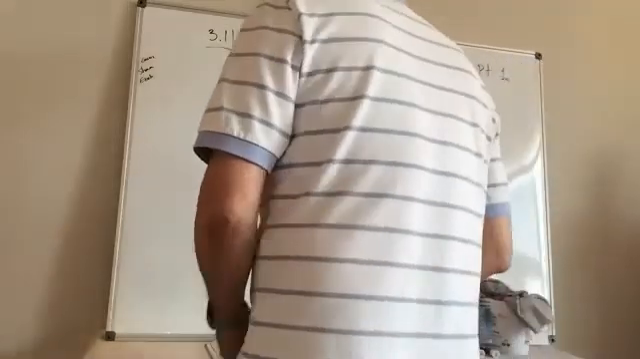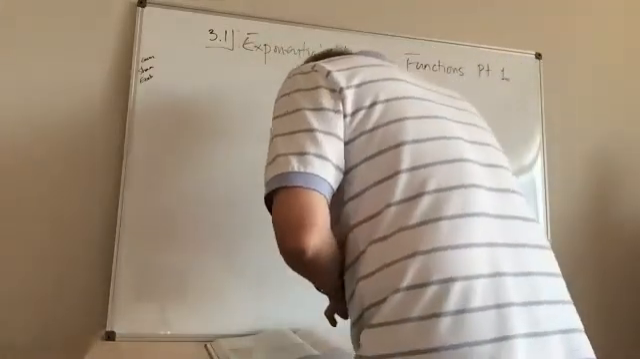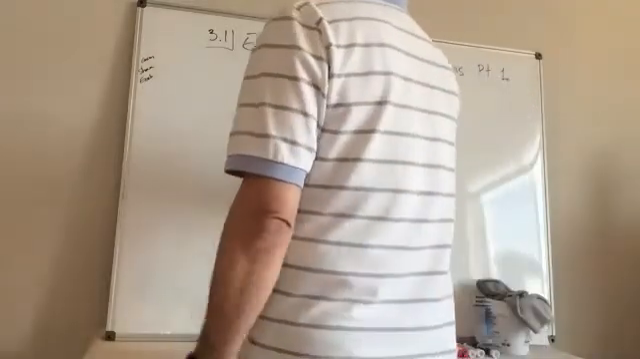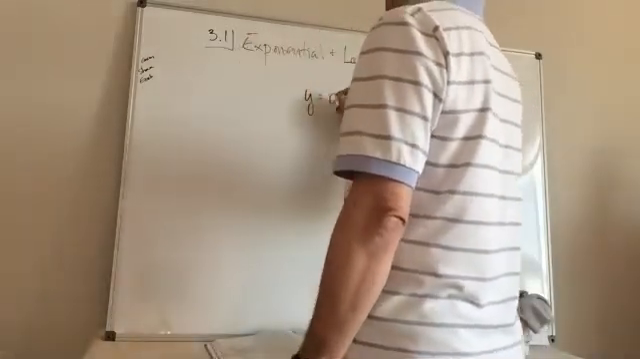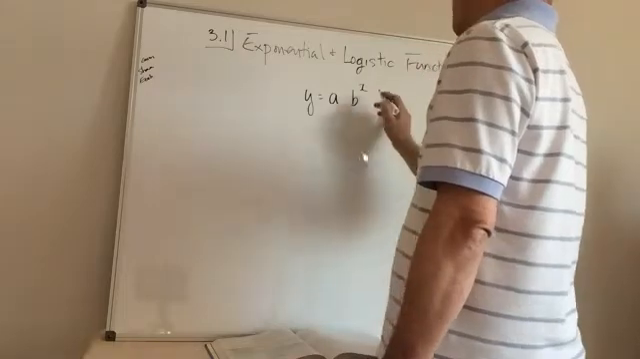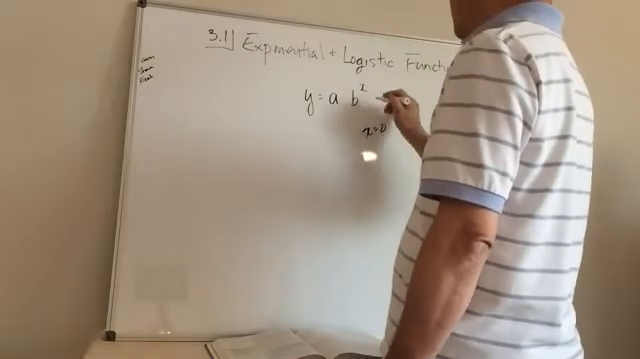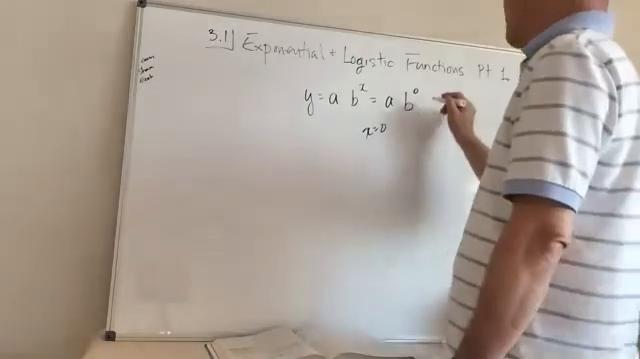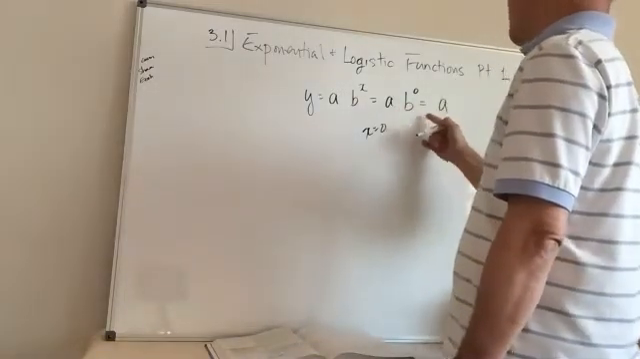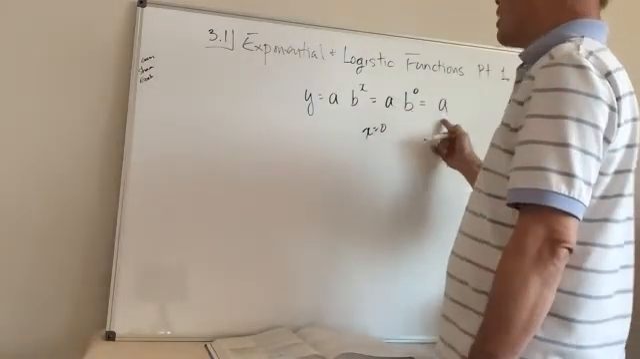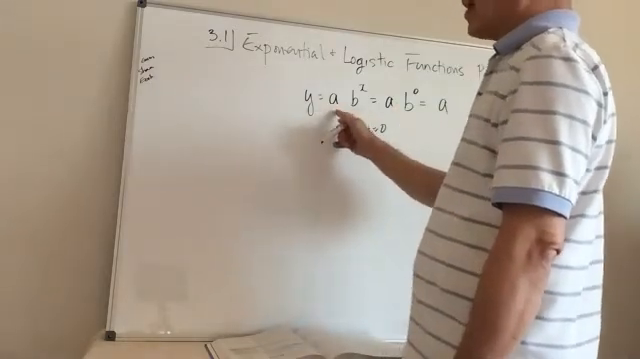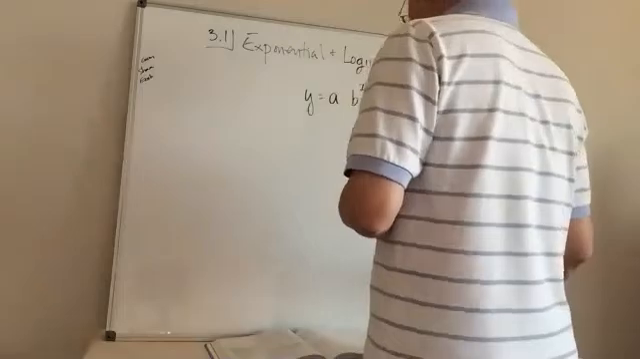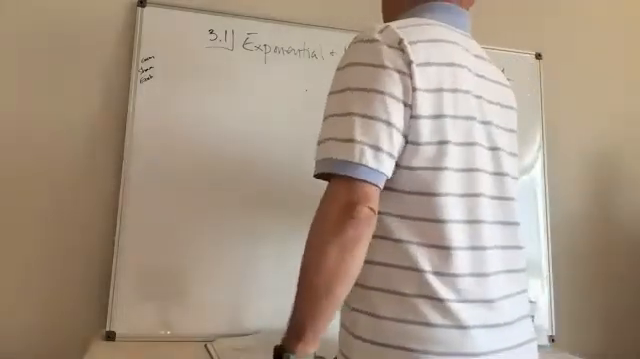Okay. All right. So b is called the base, okay? A is the initial value. The reason why it's the initial value is because if I go ahead and put x equals 0 in here, this becomes a times b to the 0 power, and b to the 0 power is 1, so this becomes a. That's why a is called the initial value, because it's the value when x is equal to 0. Okay? All right. Example number 1.